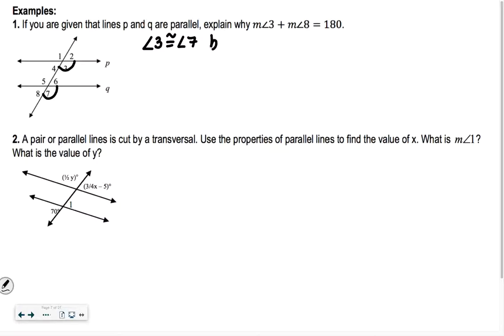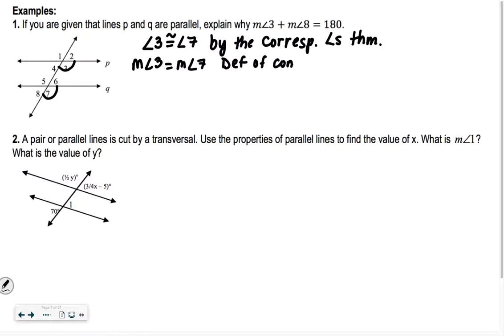So I say, by the corresponding angles theorem. We abbreviate a lot of things in geometry. We get tired of writing everything out sometimes. All right, in other words, measure of angle 3 is equal to measure of angle 7, right? Why is that? Do you guys remember that one? How can I go from congruent to equal? Definition of congruence.